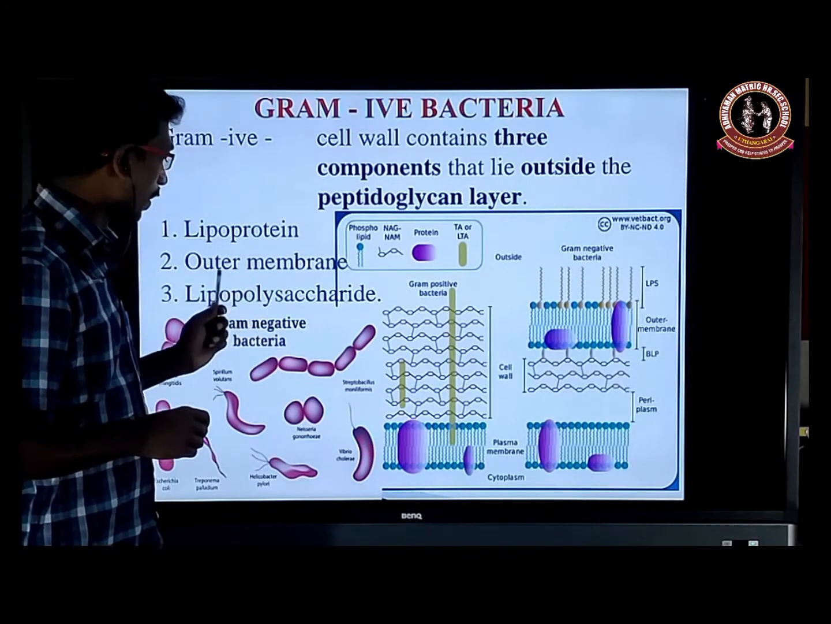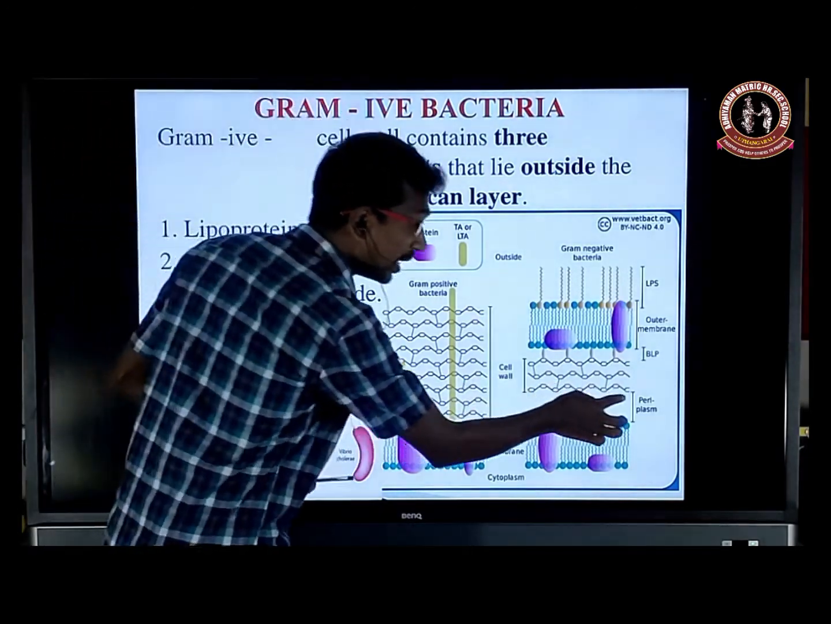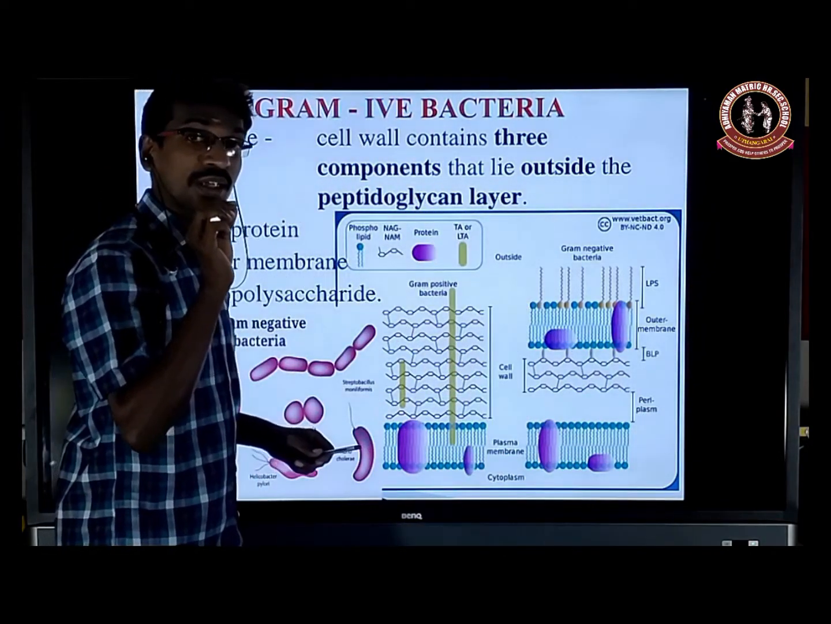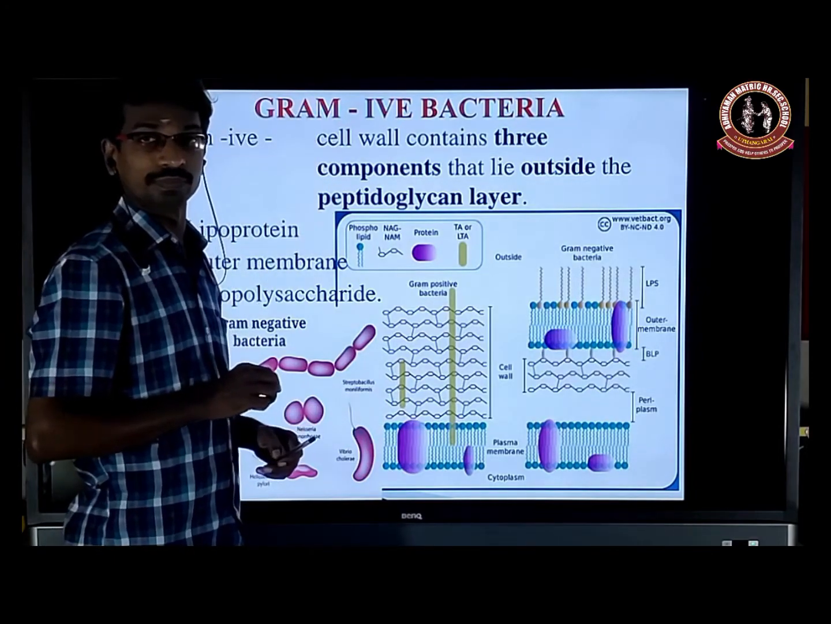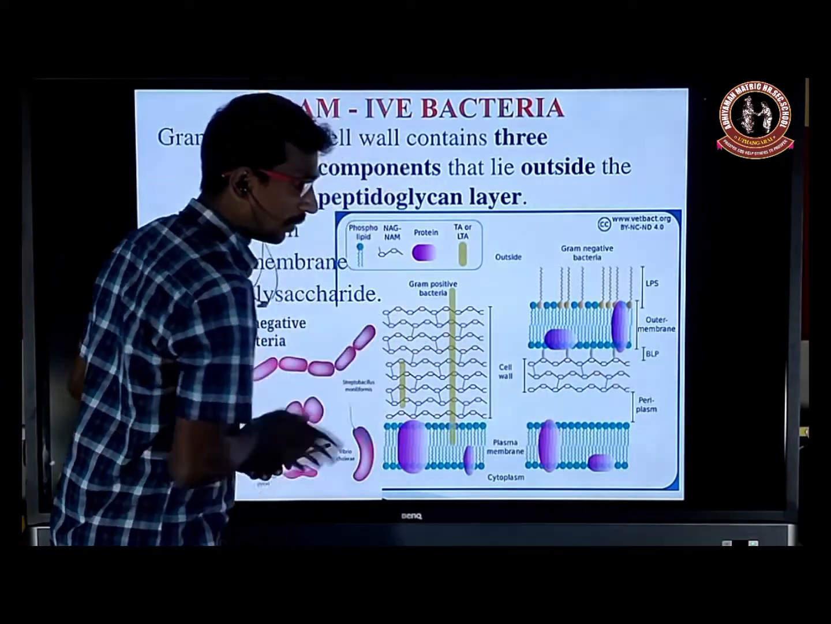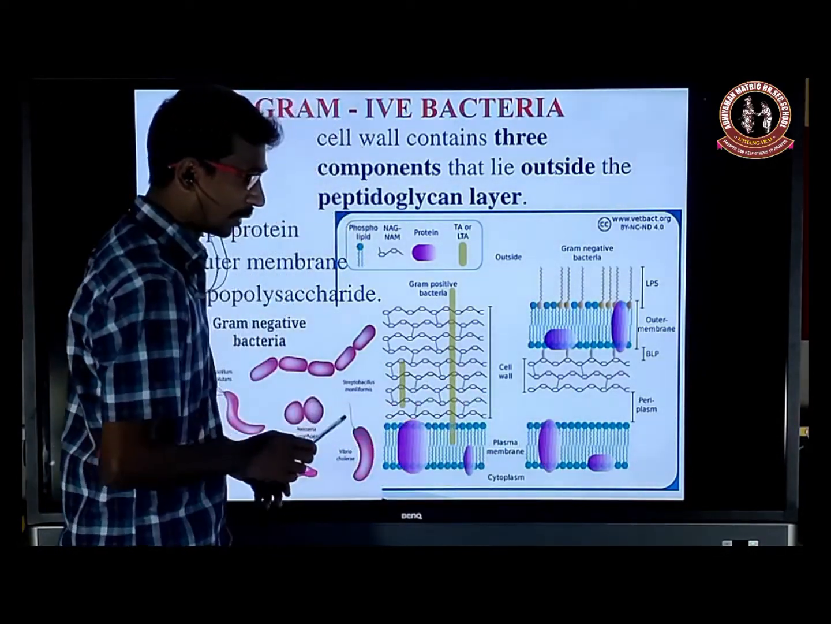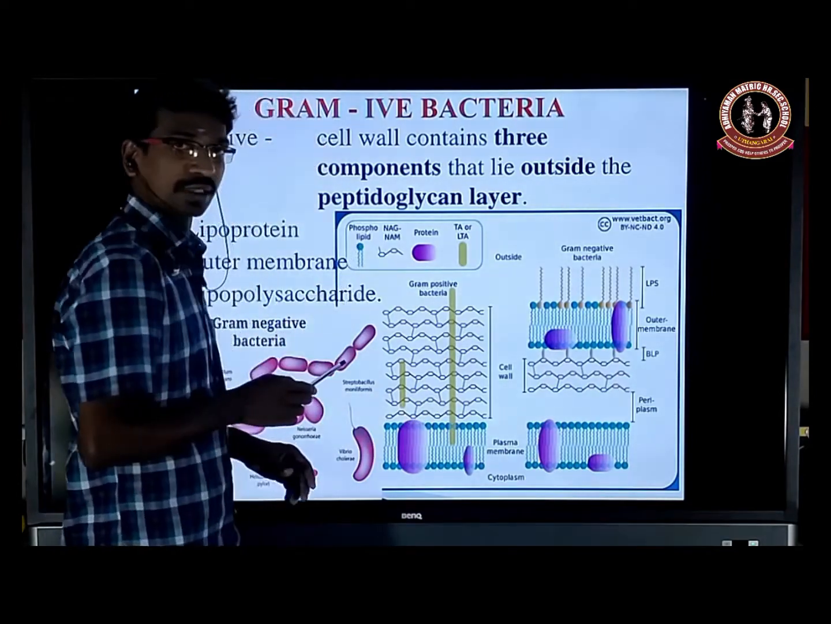Lipoprotein, outer membrane and lipopolysaccharide. In addition to that, the periplasmic space is present in gram negative bacteria, but it is absent in gram positive bacteria. You can see this clearly in this picture. There is a cell membrane layer in both gram positive and gram negative. Adjacent to the cell membrane, the cell wall is present.